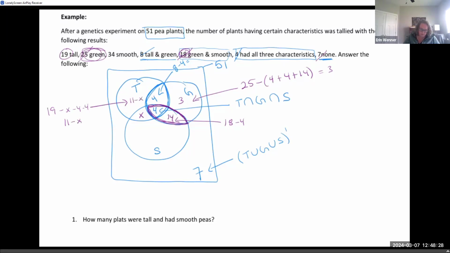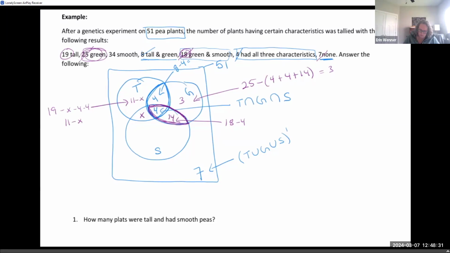And so from here, we're going to then go down to smooth. So we now have 34 smooth, same idea. We're going to take that 34 and we're going to take out what we've already used. So we've already used the x in the overlap, the 4, where all 3 come together, and then the 14. So subtracting that out, we have 34 minus 4, which is 30. 30 minus 14 is going to be 16. So we've got 16 minus x that is in that spot.